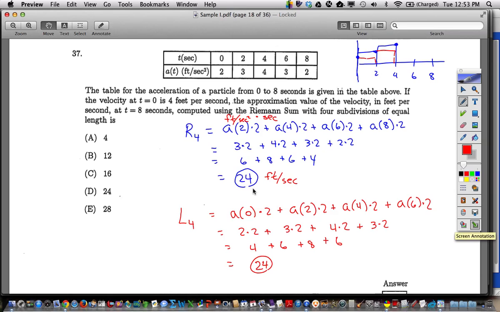What Logan's saying is at the beginning, our velocity was 4 feet per second, correct? In that 8-second interval, we gained 24 feet per second. So the question is, what is the velocity at 8 seconds? What's the answer? Tricky, tricky, tricky. The answer is 28.